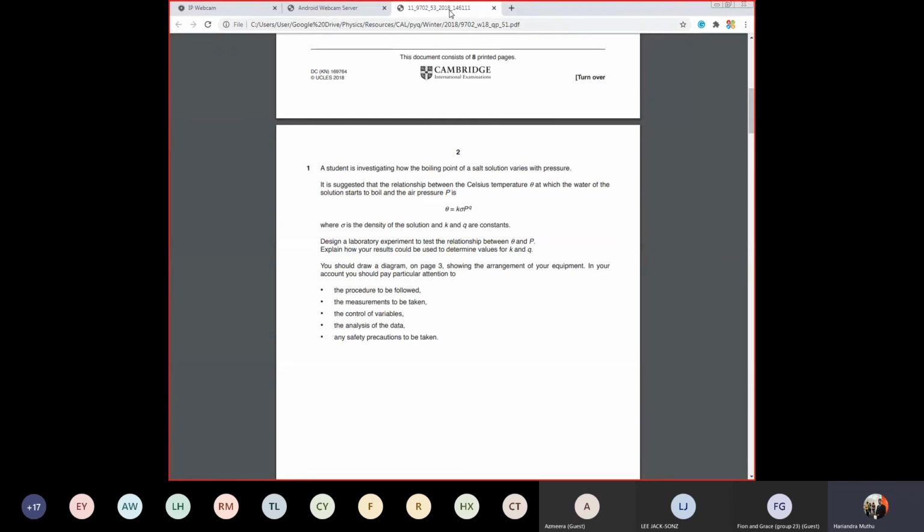Design a laboratory experiment to test the relationship between theta and P, the temperature and the pressure, and then how would you determine K and Q? Okay, so that's the question. Most of the time, the question given is outside the physics practicals that you have done, or maybe the concept is not really related to the core syllabus. Like an example like this, maybe we have not done this experiment, but that's the whole idea.